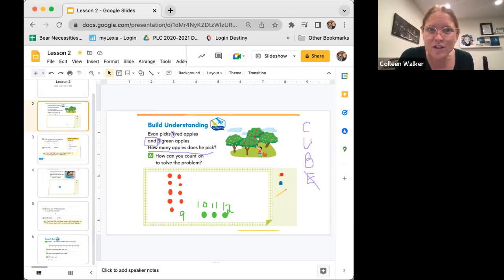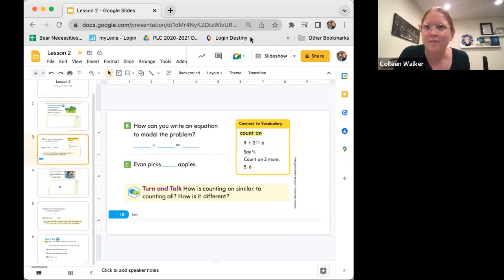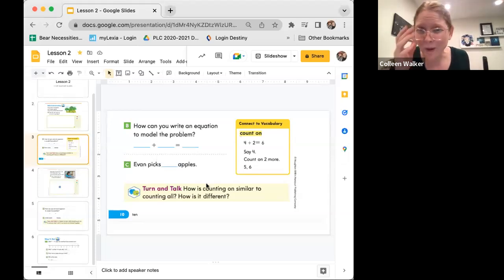Let's go ahead and turn to the next page. Oh, it's not the next page on yours. It's just right there below. All right, I'm going to clear my drawings. Now it says, how can you write an equation to model the problem?